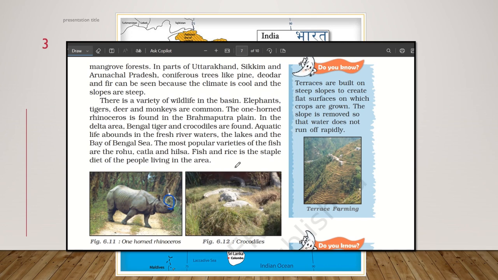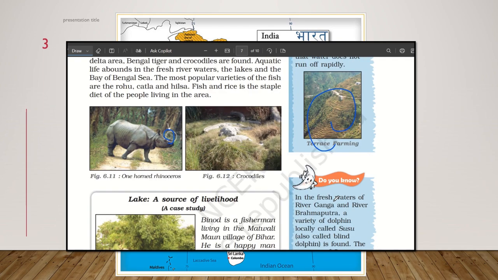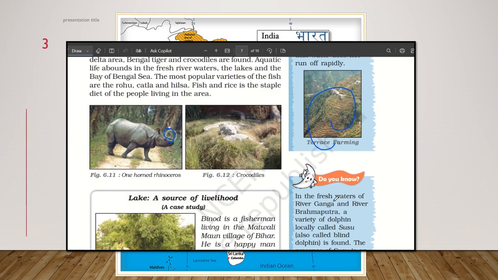Terraces are built on the steep slopes to create flat surfaces on which crops are grown. Here you can see the picture of terrace farming. The slope is terraced so that the water does not run off rapidly. Here, just one thing you have to remember: in the Amazon basin we have seen slash and burn agriculture, and here in the Ganga Brahmaputra basin we are seeing terrace farming.